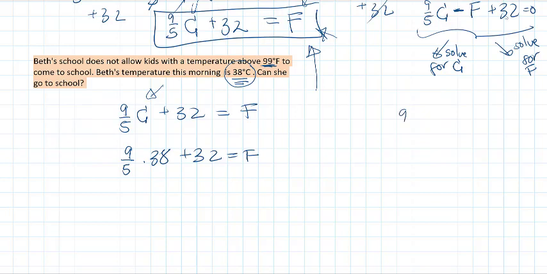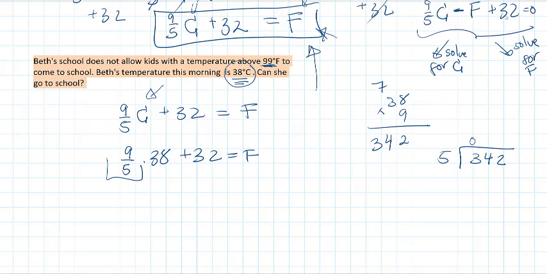Let's do 9 times 38. 9 times 8 is 72. Carry over the 7. 9 times 3 is 27. 27 plus 7 is 34. So this is 342. Now we have to divide by 5, because we multiplied by 9/5. So we do 342 divided by 5. 5 goes into 3 zero times, but it goes into 34 six times.